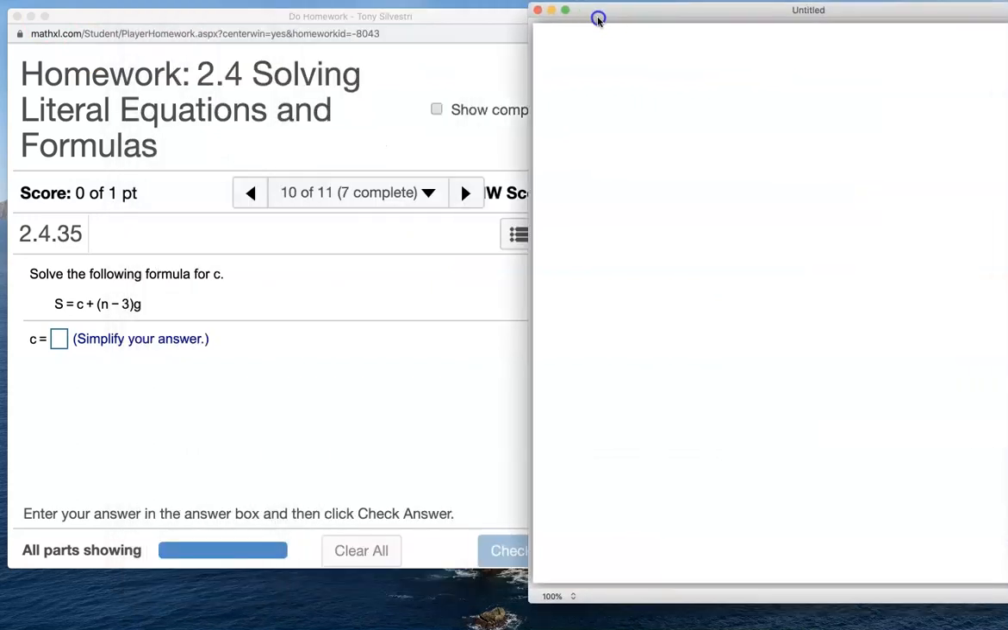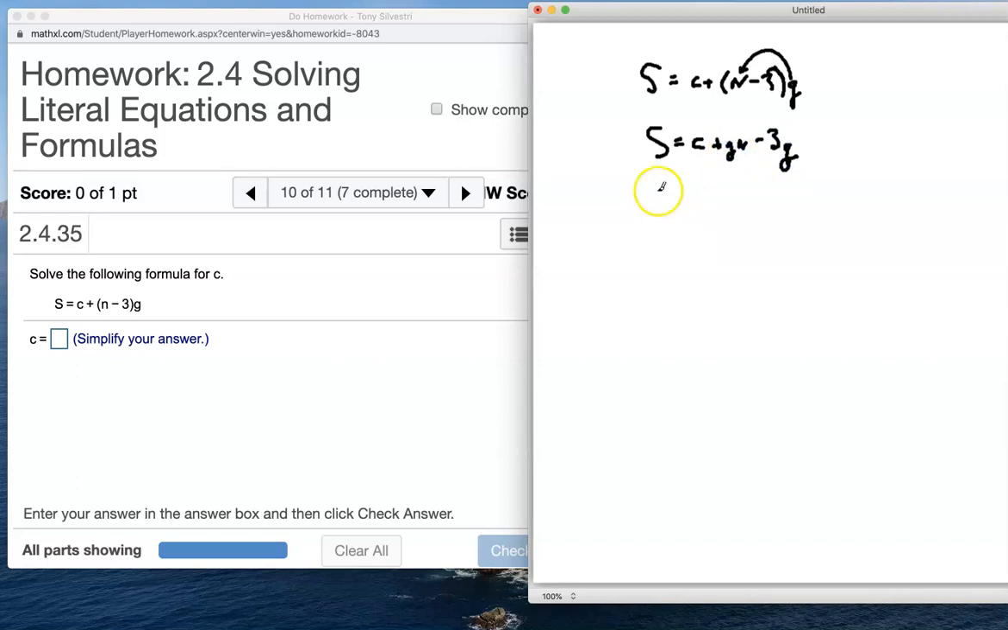Okay, come over here. Big S equals little c plus g times n minus 3g. Okay. What did we say about parentheses? I don't care what I'm solving for. Get rid of the parentheses. Keep all the stuff that aren't involved. Okay. Gn, plus Gn minus 3g. G. That's a G.